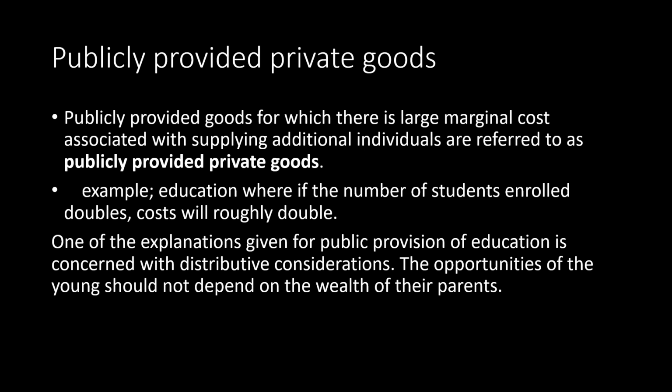Then we go to the publicly provided private goods, which have large marginal costs associated with supplying additional individuals. An example is education, where if the number of students enrolled doubles, costs will also roughly double. One of the given explanations for the public provision of education is concerned with distributive considerations, whereby the opportunities of the young should not depend on the wealth of their parents.